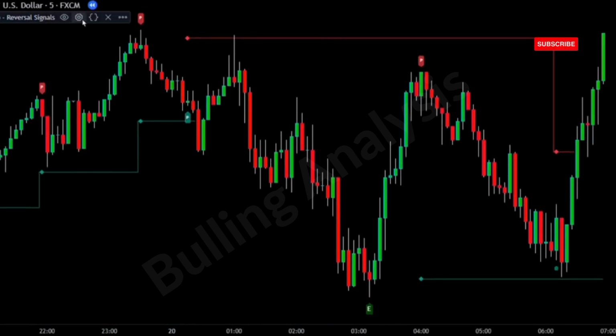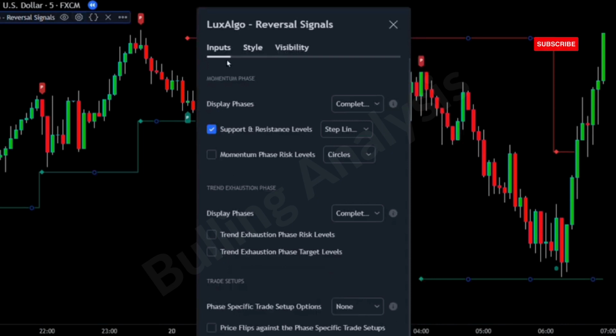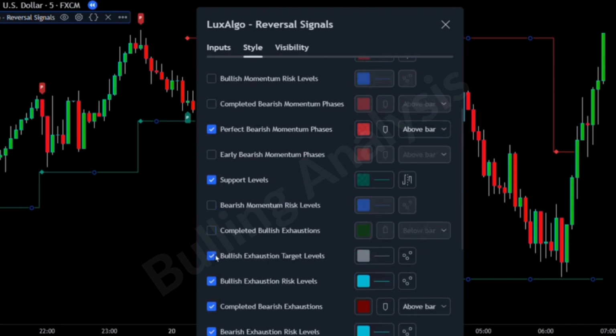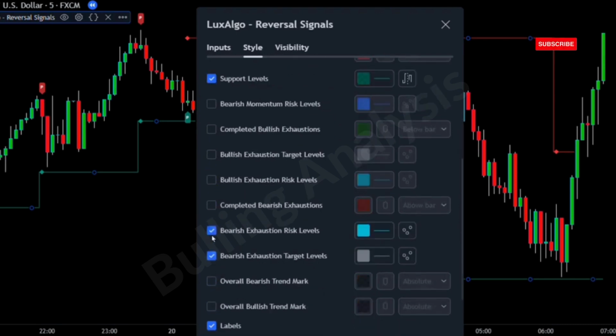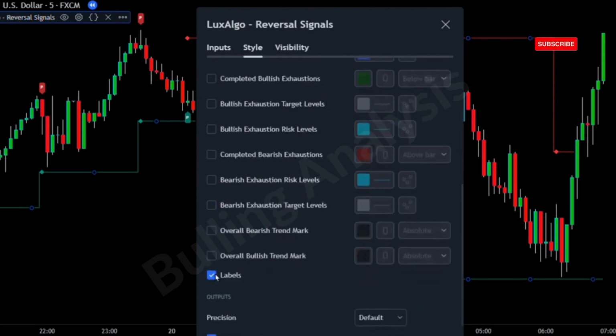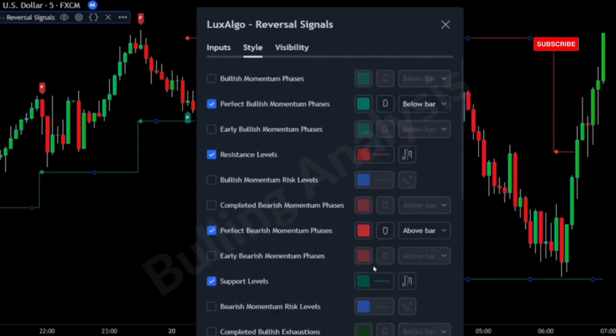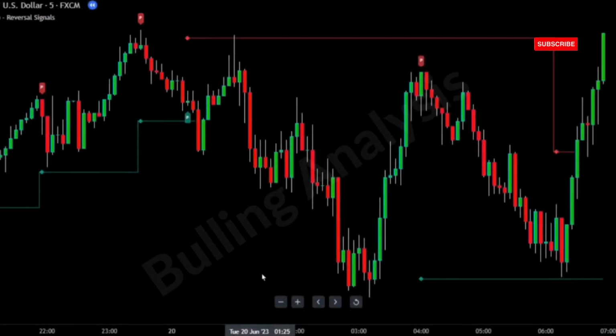First, open the indicator settings, and don't worry about changing anything in the Input tab. Instead, head over to the Style tab, and carefully uncheck a few options as shown in the video. You'll want to enable 4 options: perfect bullish momentum phases, resistance levels, perfect bearish momentum phases, and support levels. Once you've applied these settings, let the chart refresh, and then we'll see how to take entries using this indicator.